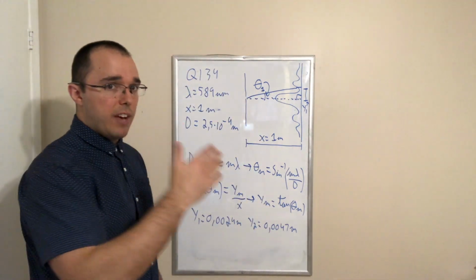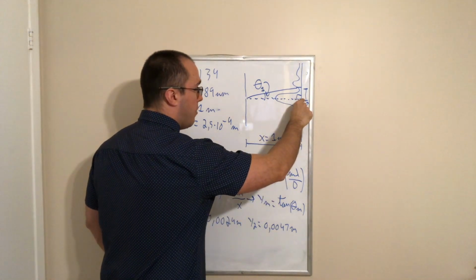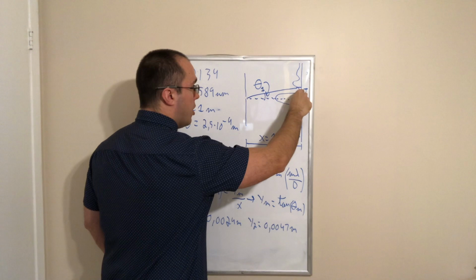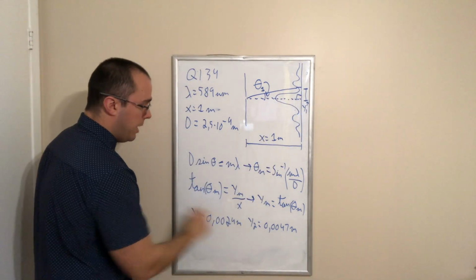If we plug in all the values we got, we find the first height, the distance between the central maximum and the first minimum, to be 0.0024 meter.